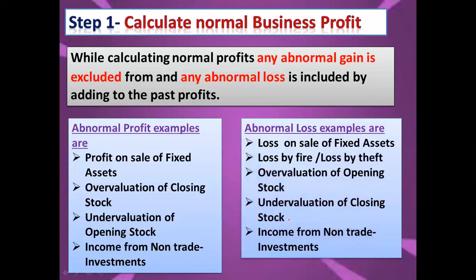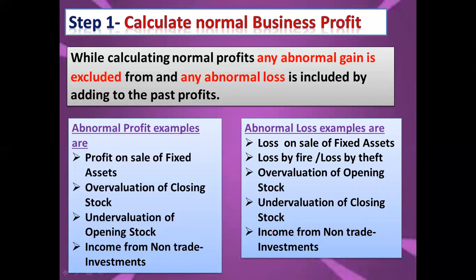So what type of losses are called abnormal? Like loss on sale of fixed asset, loss by fire, loss by theft is also an abnormal loss. Then overvaluation of opening stock and undervaluation of closing stock. So you just learn one, overvaluation of closing stock and undervaluation of opening stock, and the vice versa is abnormal loss. And income from non-trade investment.